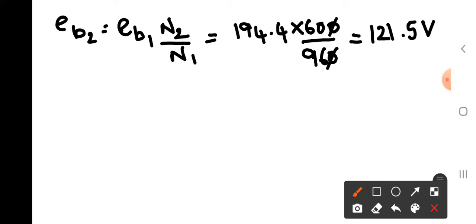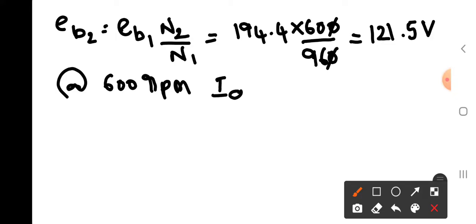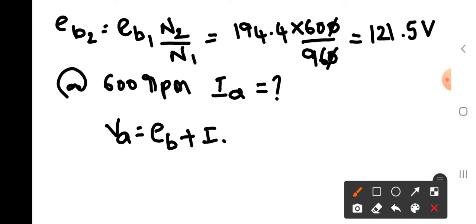Next, what is the armature current at the speed of 600 rpm? The equation is VA equals EB plus IA RA. But here I cannot put the value of VA as 220 volts. It is not equal to 220 volts. Then how can I find the VA value?